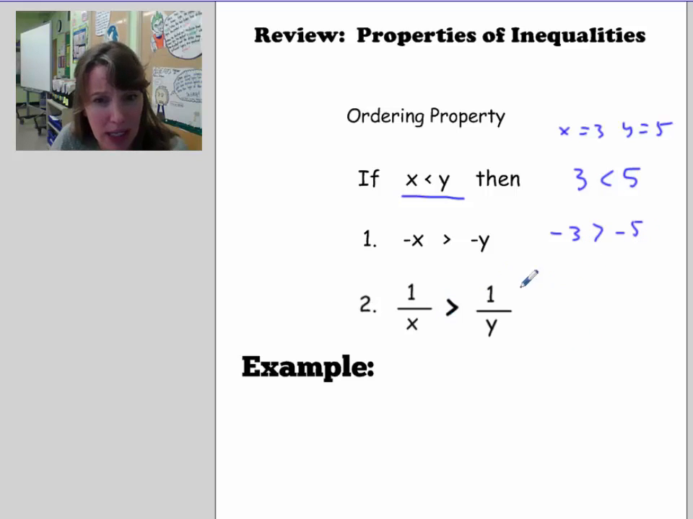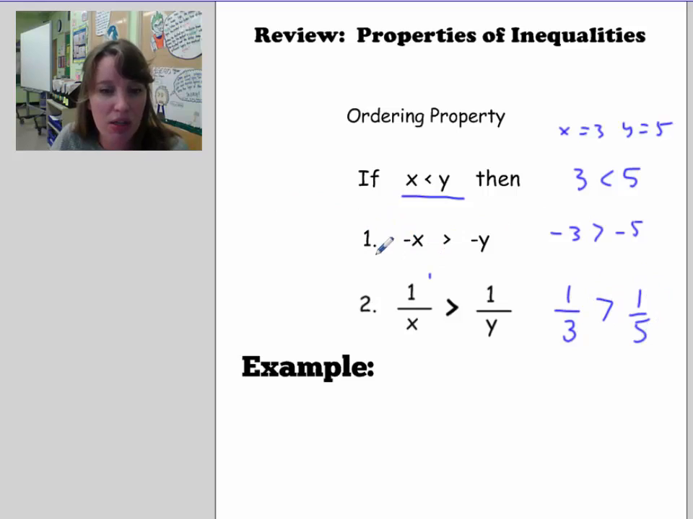Likewise, if you reciprocate, so if you have 1/3 and 1/5, this is 1 over the original value of X and 1 over the original value of Y. If you reciprocate them, then you know that originally, if 3 is less than 5, 1/3 is going to be greater than 1/5.